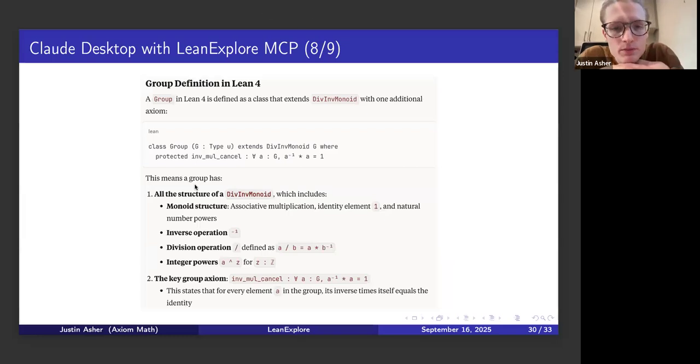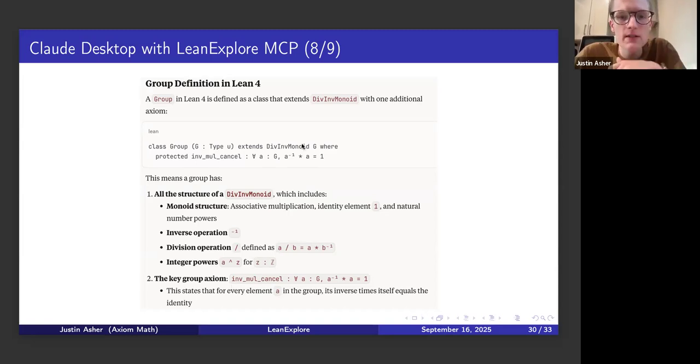And then it returns something like this to the user, where it would say, a group in Lean 4 is defined as a class that extends a division inverted monoid with one additional axiom. And so it gives the definition of a group, and then it would say, okay, extends this thing where this is the additional axiom that we're using, and it would explain what this means. And it explained the key axiom here.